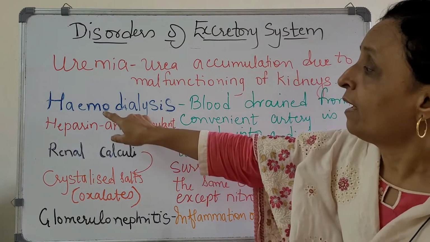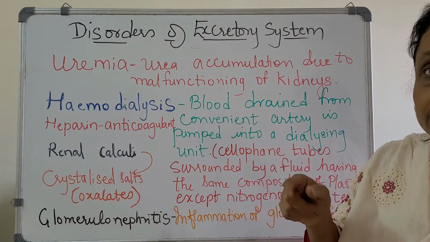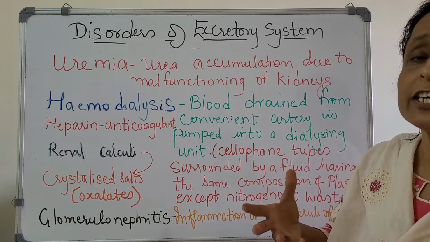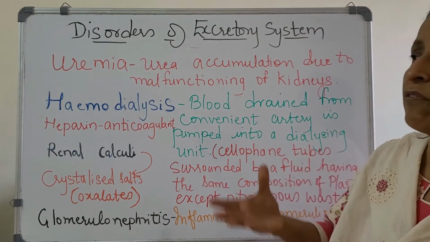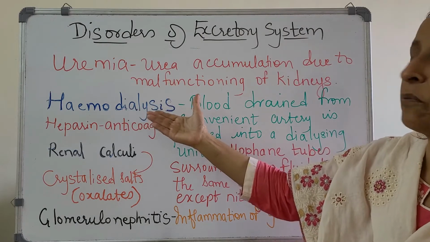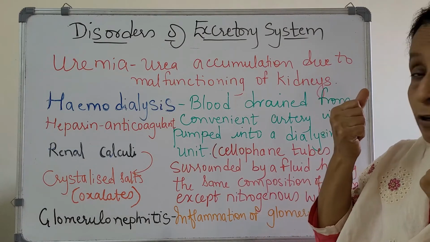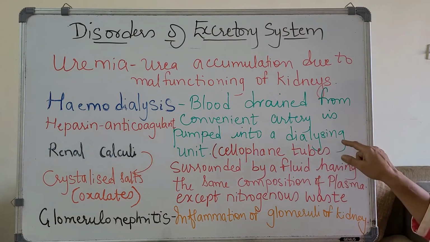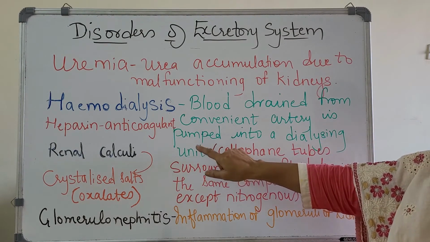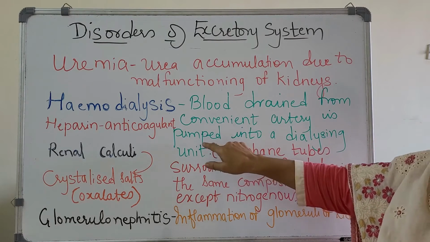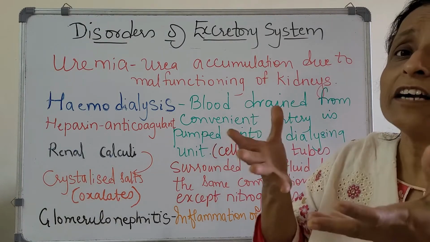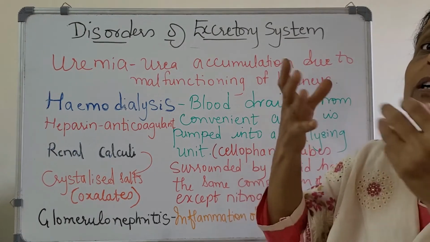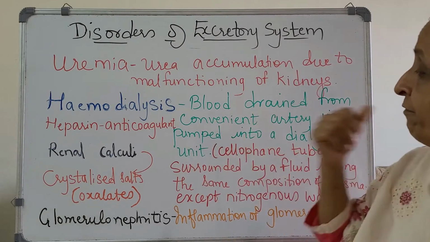This is how hemodialysis takes place. This is a big thing for the patient who cannot excrete out urea. It is for their survival that they have to carry out hemodialysis, otherwise it would cause stroke, death. So blood drained from a convenient artery is pumped into the dialysing unit. This dialysing unit is also known as an artificial kidney. Why? Because it is doing work like a kidney. So it is an artificial kidney.